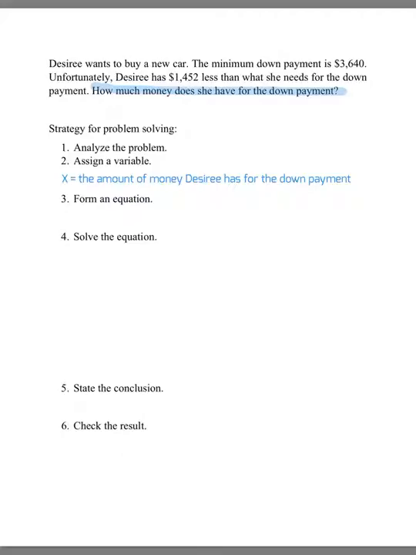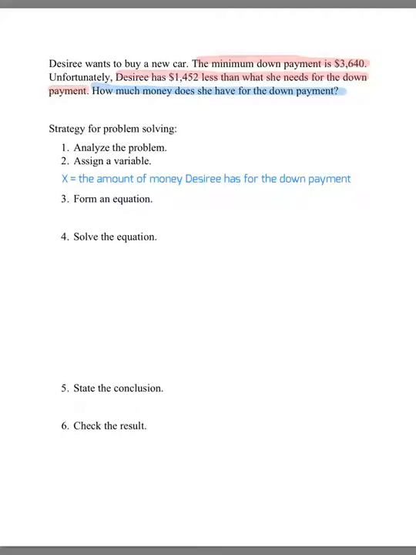Well, what other information do we know? We know she wants to buy a car, and in order to buy a car, you need a down payment. Luckily, we know the value of that down payment. We know that the minimum down payment is $3,640. What else do we know? We also know that Desiree has $1,452 less than what she needs for the down payment.